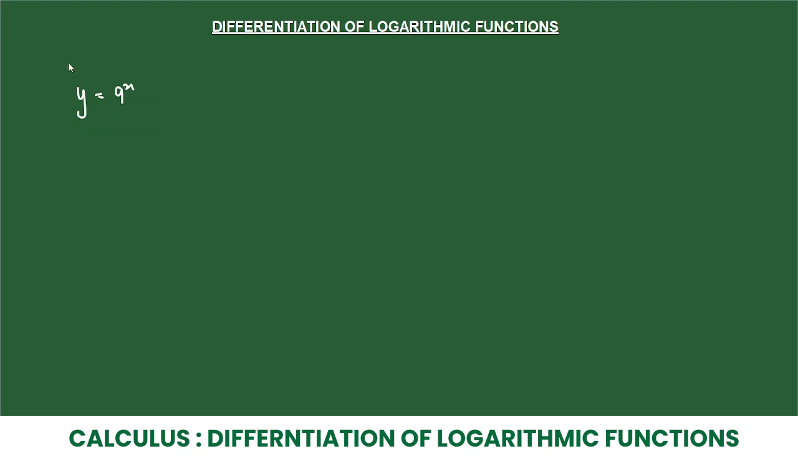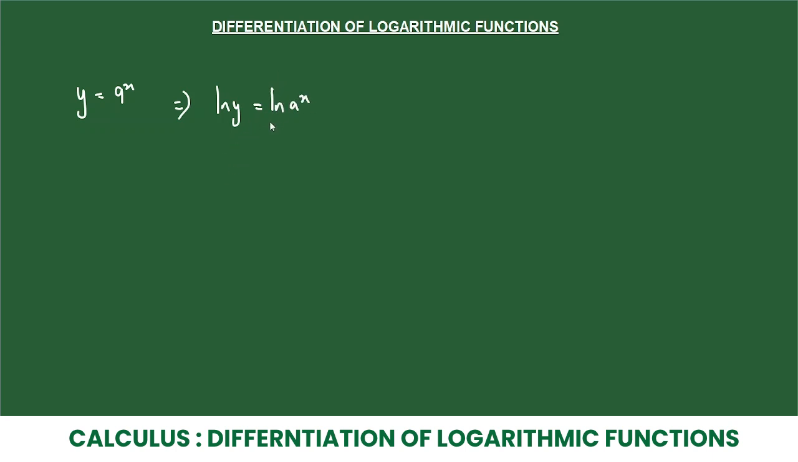The simplest way we can do this is to rewrite it in logarithm form, and then differentiate implicitly. Rewriting this in logarithm form, you take the natural log of both sides. So this will give us ln y is equal to ln of a to the power x.